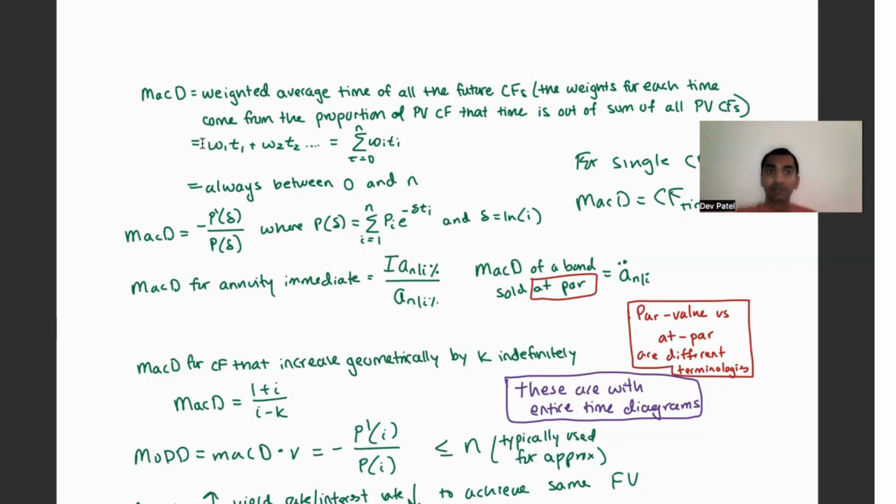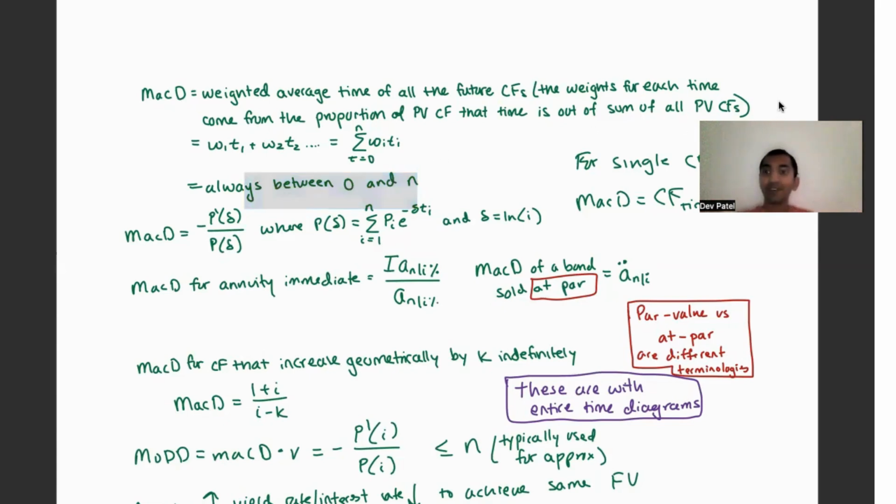So you can see we're adding up the sum product of the weights and the times, and this will always be between 0 and n, because you can think of this as a weighted average time of when the payments will occur relatively. So this doesn't take into account the actual value of the cash flows, just relatively when the amounts, relative to the total payment, will actually get paid out.